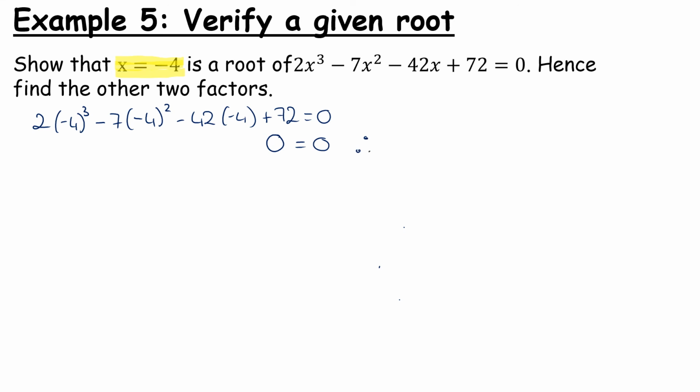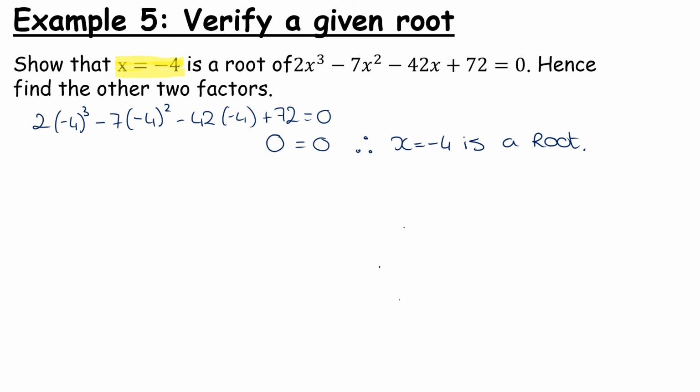So therefore x equals minus 4 is a root. Okay, so that's absolutely fine to do, but then when we get on to the next part, hence find the other two factors, the work we've done hasn't been hugely beneficial.